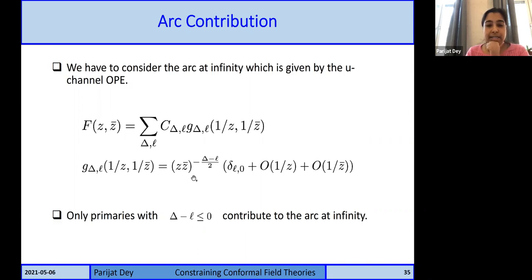So it has a z z-bar to the minus of delta minus L over 2. Now, since we are interested in the large arc behavior, that is for large z behavior, from this expression, you can see that only primary operators for which this delta minus L is negative or 0, only those terms will contribute to the arc at infinity.